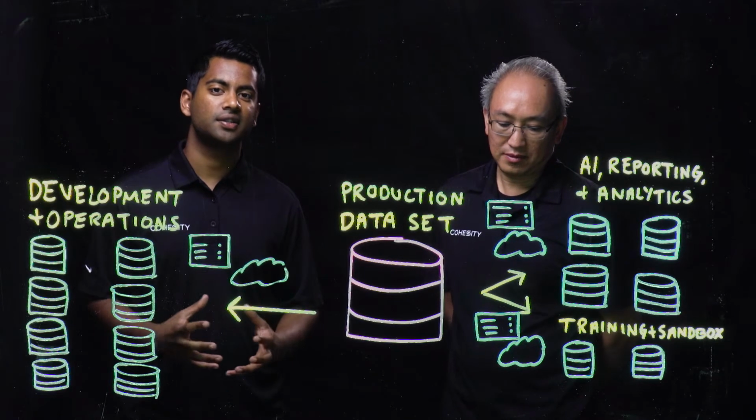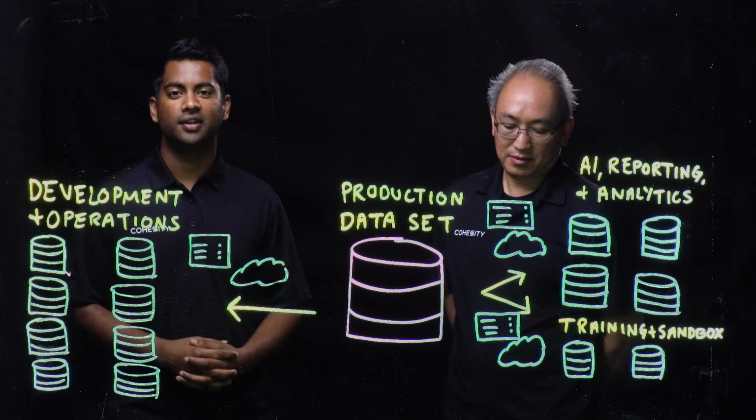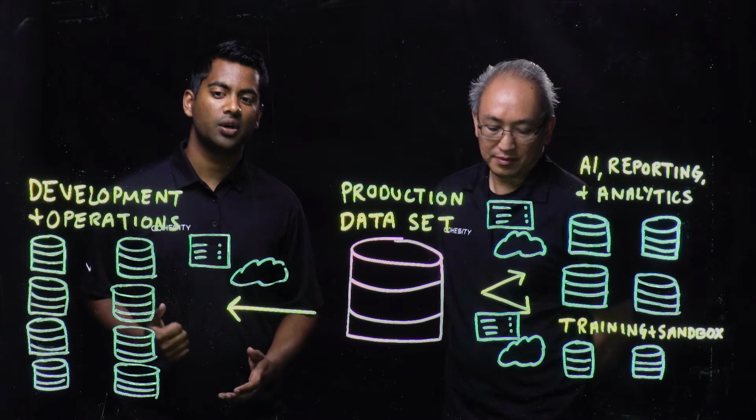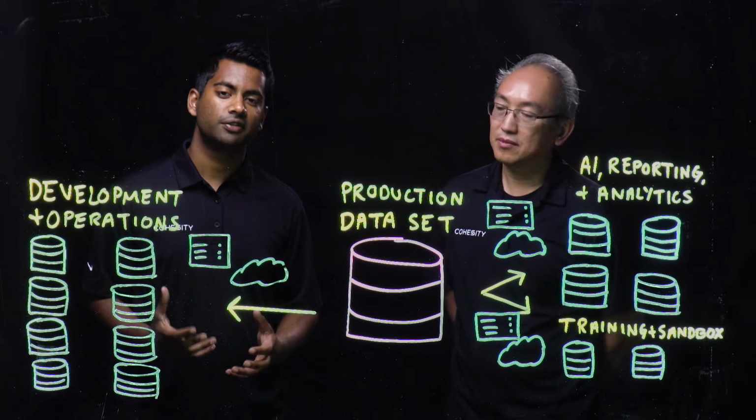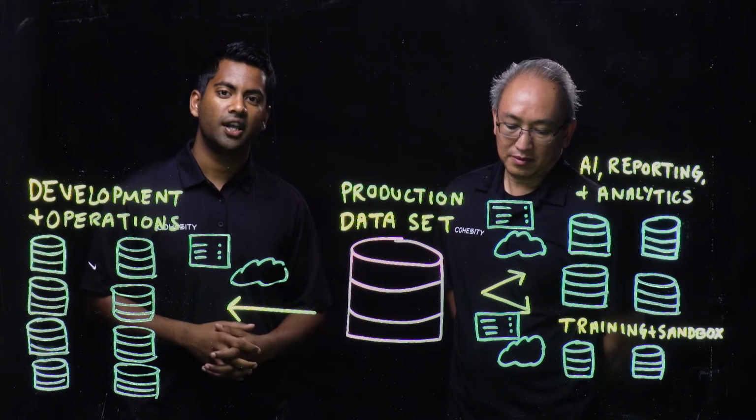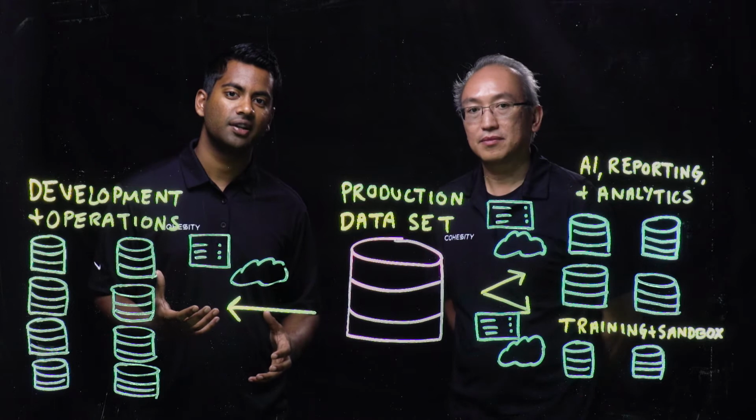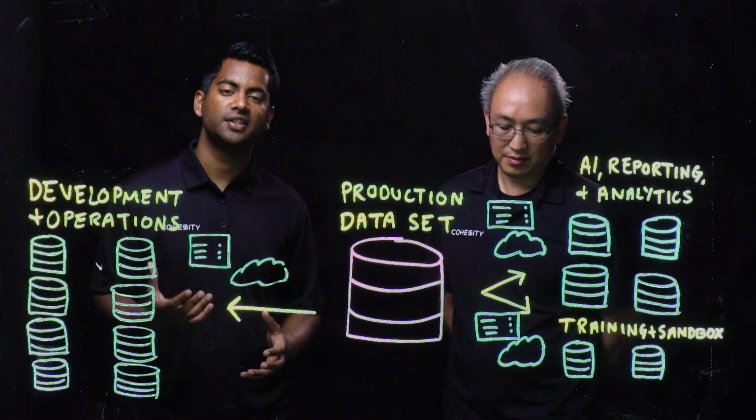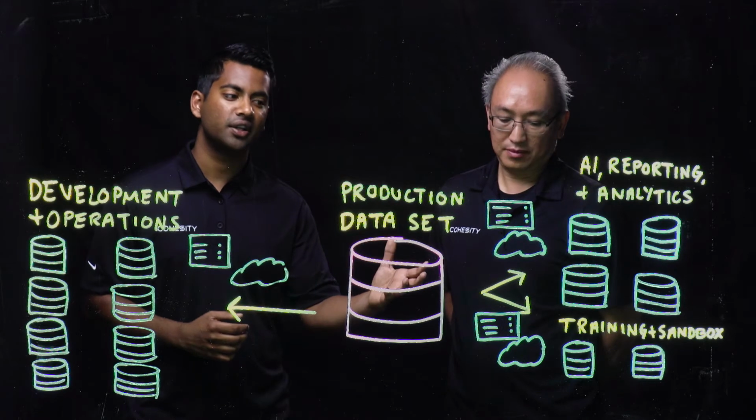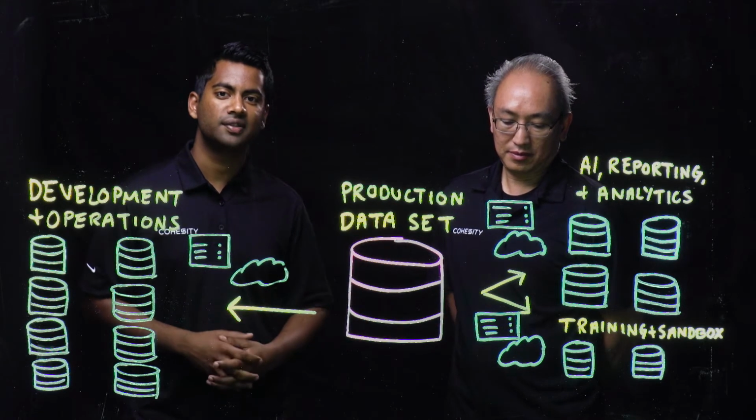Today, organizations are facing a number of challenges in their move to releasing applications faster. Number one, the infrastructure for development and testing is fragmented. As you can see here, enterprises are dealing with several silos and multiple copies scattered across different environments, from development and operations, to AI and reporting, to even sandboxing environments.